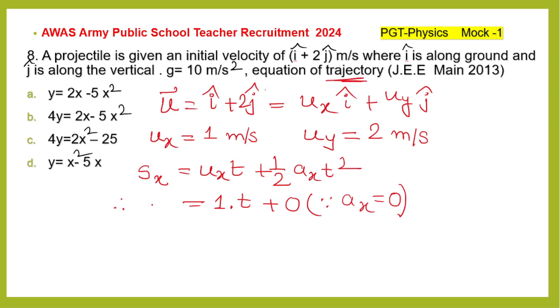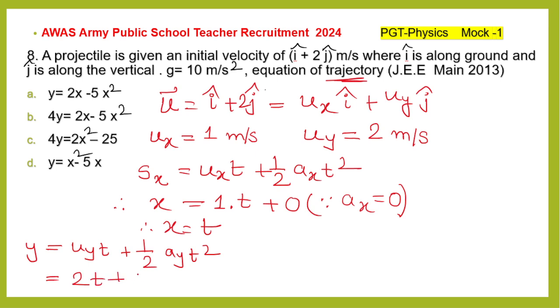Here we get x is equal to t. In the same way, we calculate the distance that is covered along the y axis in t time. y is equal to uy t plus half ay t square. Put the value uy, that is 2t, plus half, minus 10 into t square.